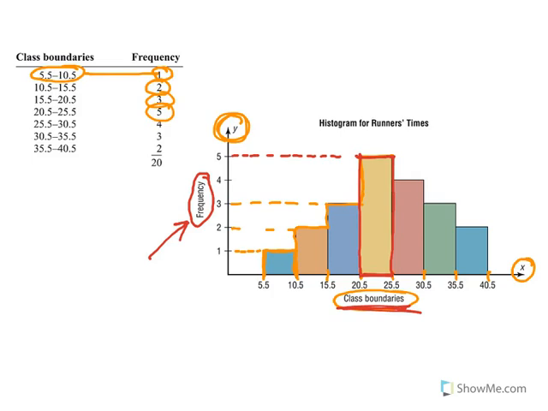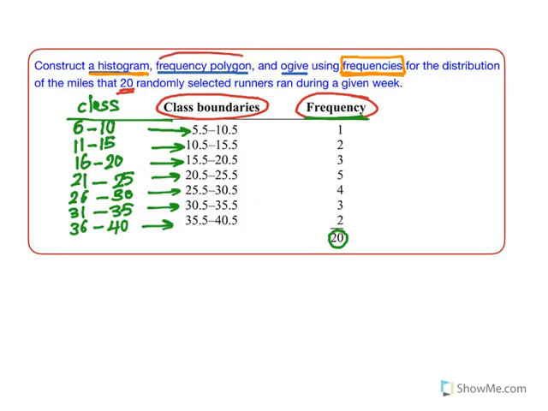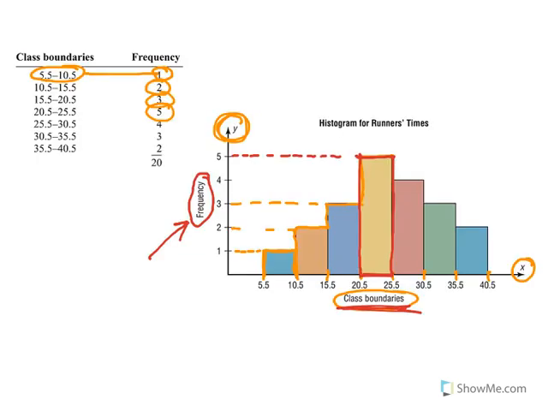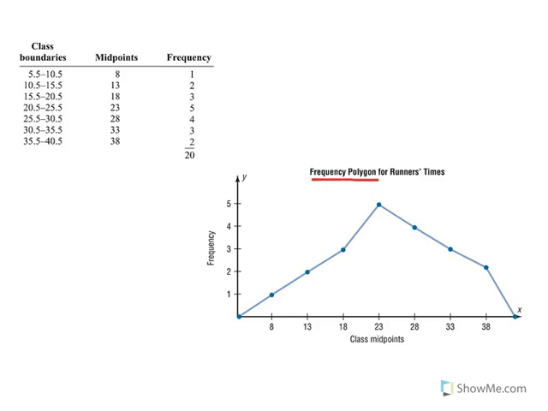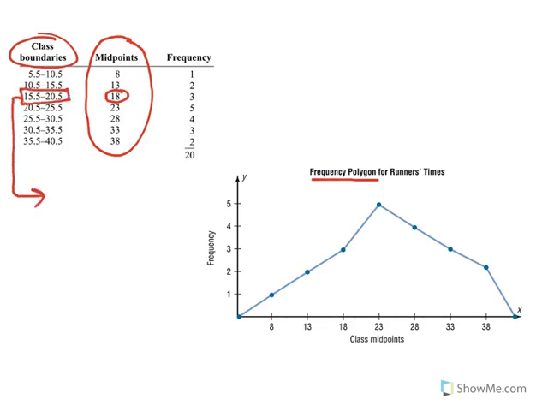So now we need to do the frequency polygon. This is also a simple task. For the frequency polygon, all you need to do is get the midpoints of the classes. For example, how did we get this 18? You find the average of these values, 15.5 plus 20.5 over 2, and you get 18. So the midpoint is just the average of the two limits of the class boundary. Find all of them, and then for each midpoint, the frequency is the frequency of the class that it's the midpoint of.